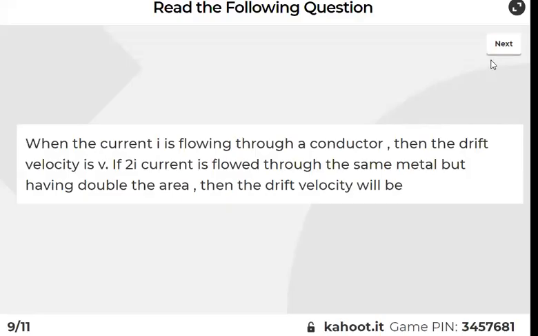Next. When the current I is flowing through a conductor, then the drift velocity is V. Think about it. If 2I current is flowed through the same metal but having double area, then the drift velocity would be, right? See the question, I'll just write it down over here. If current is I, drift velocity is V. Now if current has become 2I, and area is also 2A, what is V dash? Okay, that is the question.